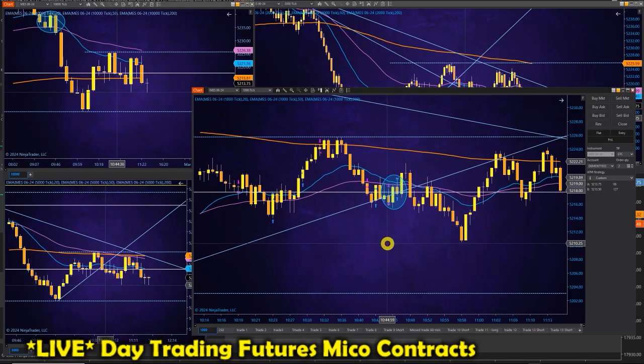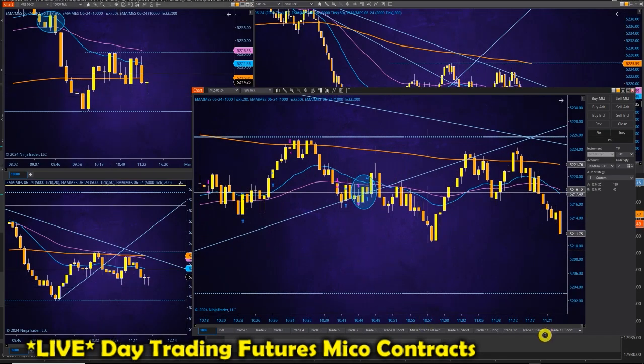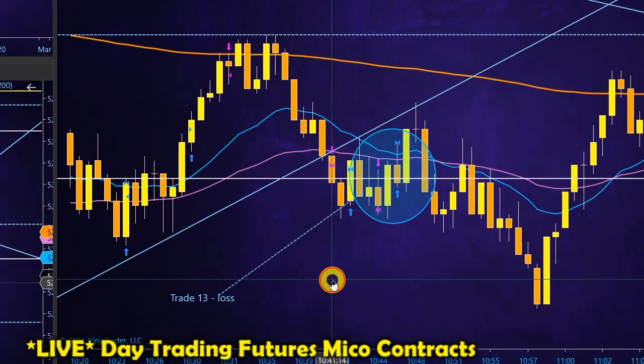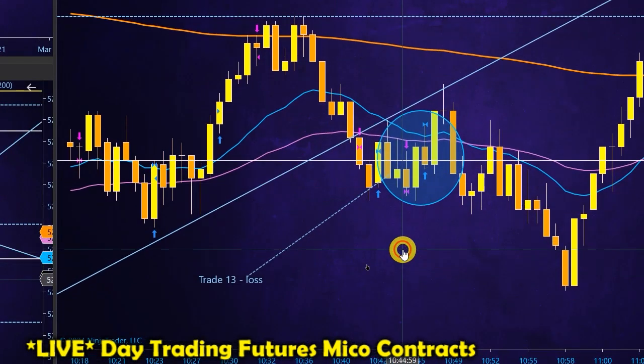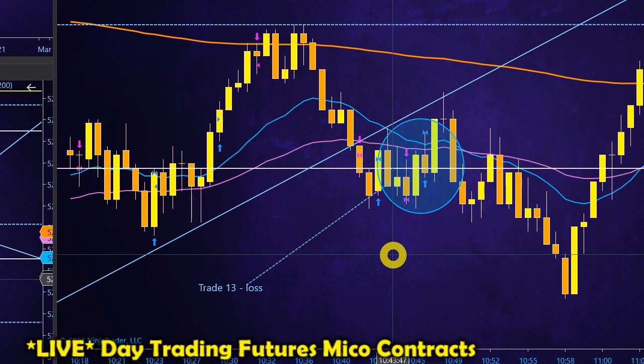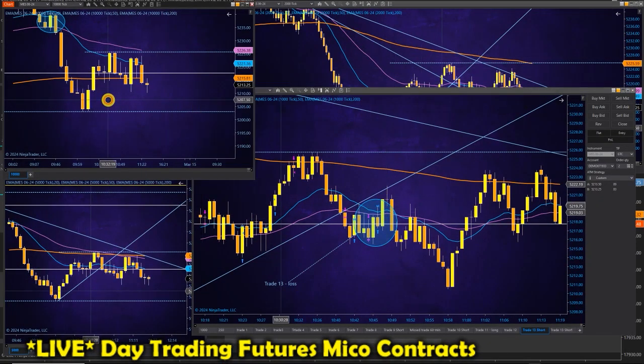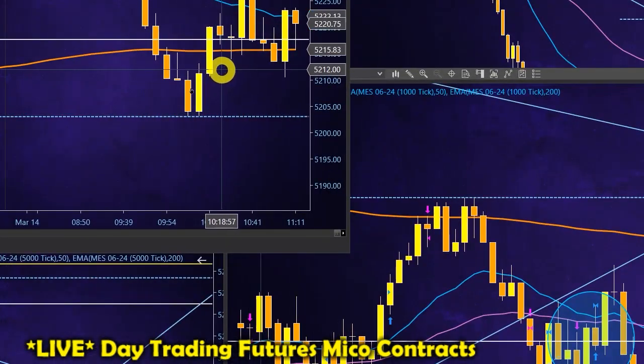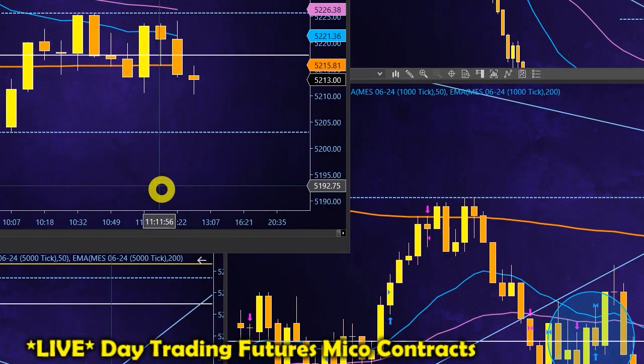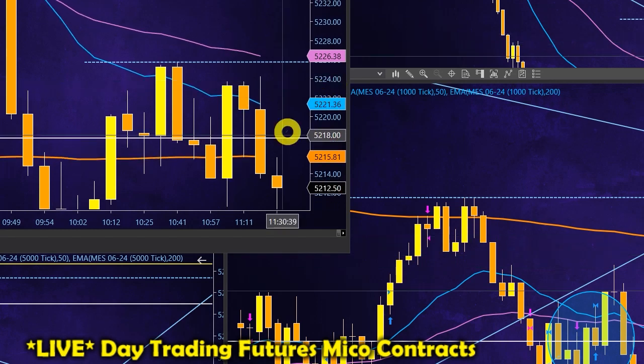I would not have taken trade 13. Trade 13 was a mess. Trying to short this, I mean, I wanted to go short, but then again, it was above the 200 moving average. Yeah, that's right there. You see right here on this candle, trade 13, it literally was in the worst possible spot it could be in. Let's take a look at that.